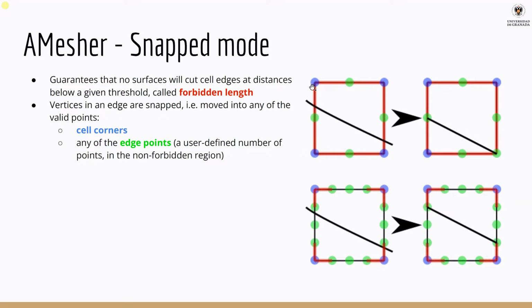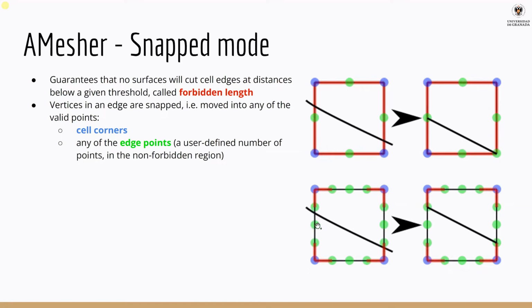And the valid points are always the cell corners and a series of edge points, which are a number of user defined points in the non-forbidden region. Here on top, you can see there are only three valid points, which are the corner and the edge point, because everything is considered forbidden except for the center and the corners.